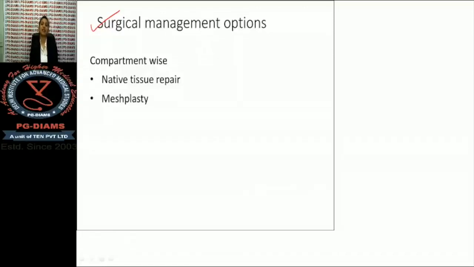Apart from that, for each compartment you have native tissue repair and then you have mesh plasty. Native tissue repair is whatever strong structures you're left with, you will stitch them together and this will push the pelvic organs up. The other is mesh plasty. At the interface you will put a mesh. In the body, there will be inflammatory reactions to the mesh, there will be fibrosis around the mesh and there will be strengthening of the structure. That's the principle of mesh plasty.